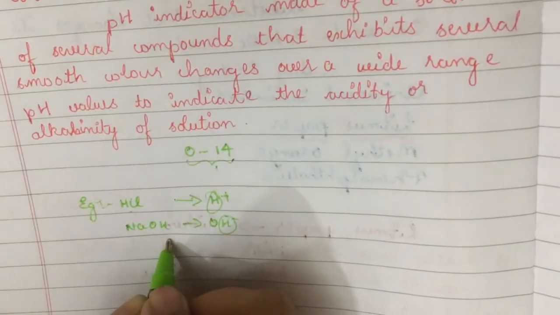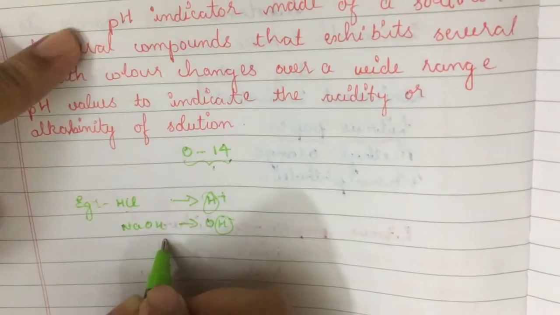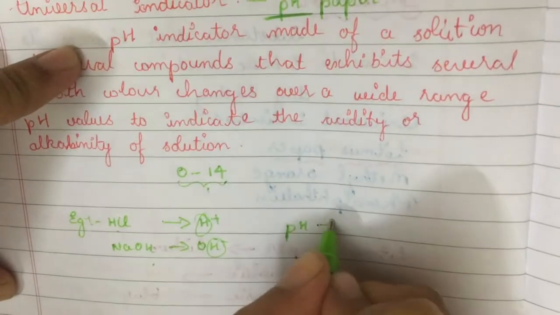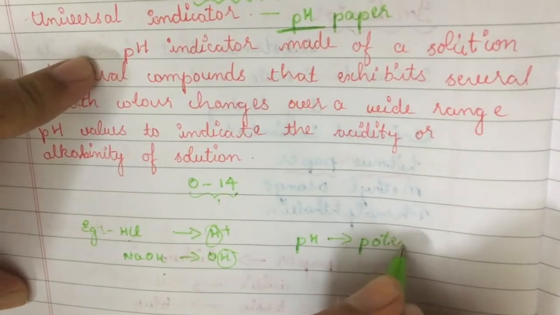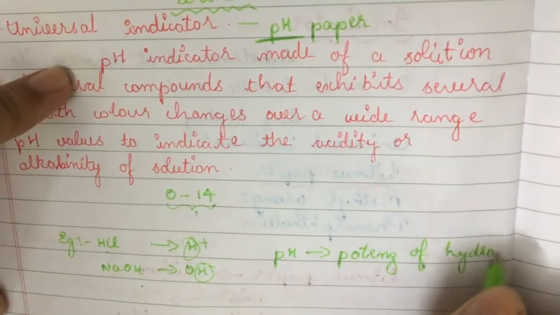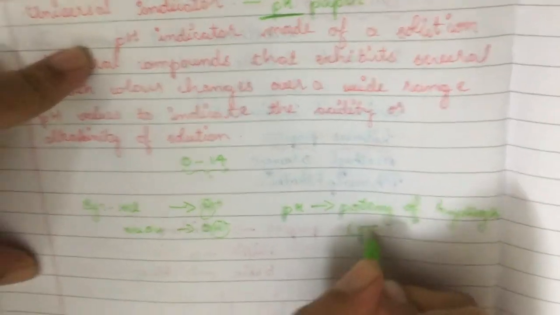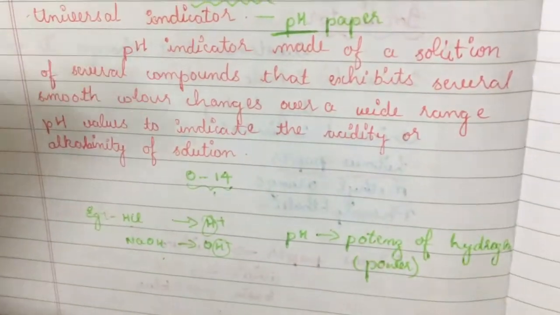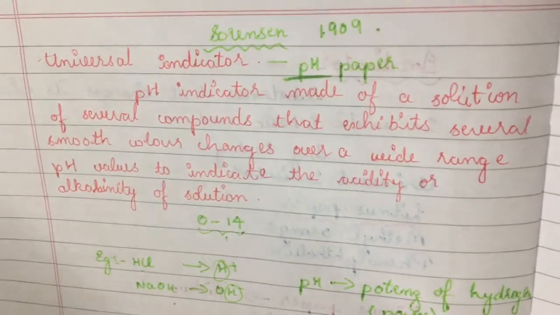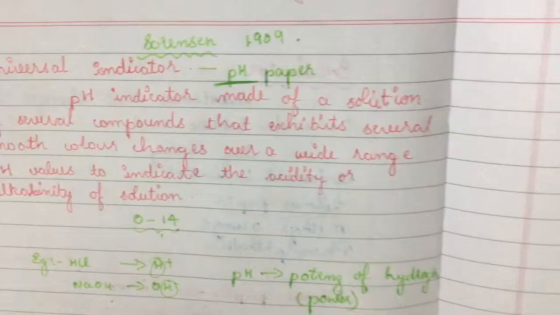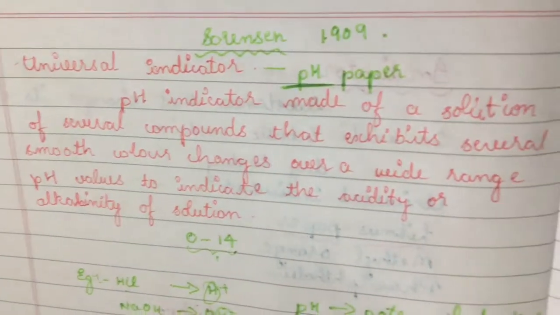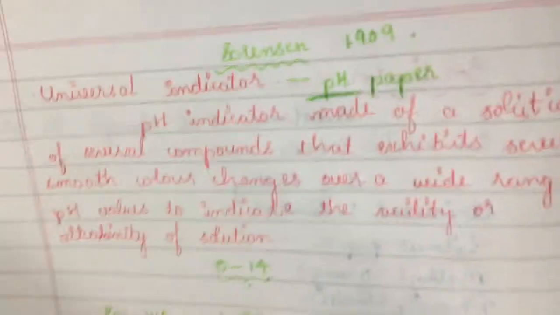So what we have found is that this pH paper, that is the term pH, pH is potence of hydrogen, or power of hydrogen. This pH indicates the potence or the power of hydrogen, that is how many hydrogen atoms are there. By determining the number of this hydrogen, we can determine whether it is an acid, or the strength of the acid as well as the base.